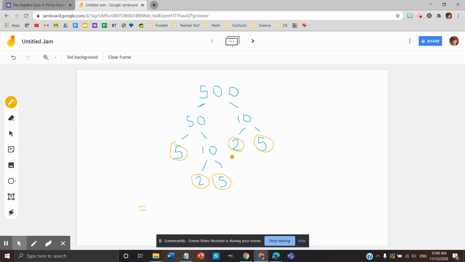Well, I have 1, 2 twos. So that is 2 times 2. And I have 1, 2, 3 fives: 5 times 5 times 5. And that is my prime factorization.